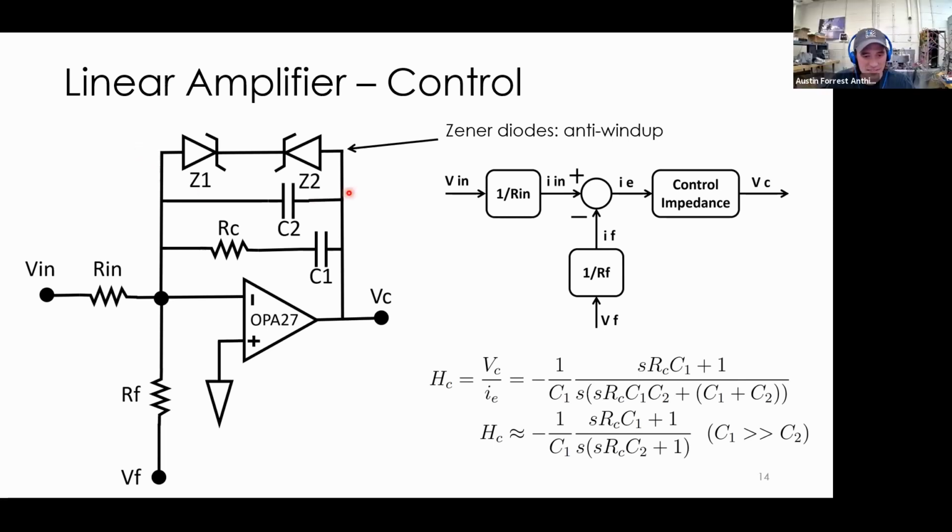One added feature here is these Zener diodes. These are diodes that prevent current flow in one direction, but only up to a specified voltage. So they allow current to flow when you are over a certain voltage. So that's a physical implementation of anti-windup. If I specified, say, 8 volts as their breakdown voltage, then I couldn't get a control effort higher than 8 volts. So that's what those are for.